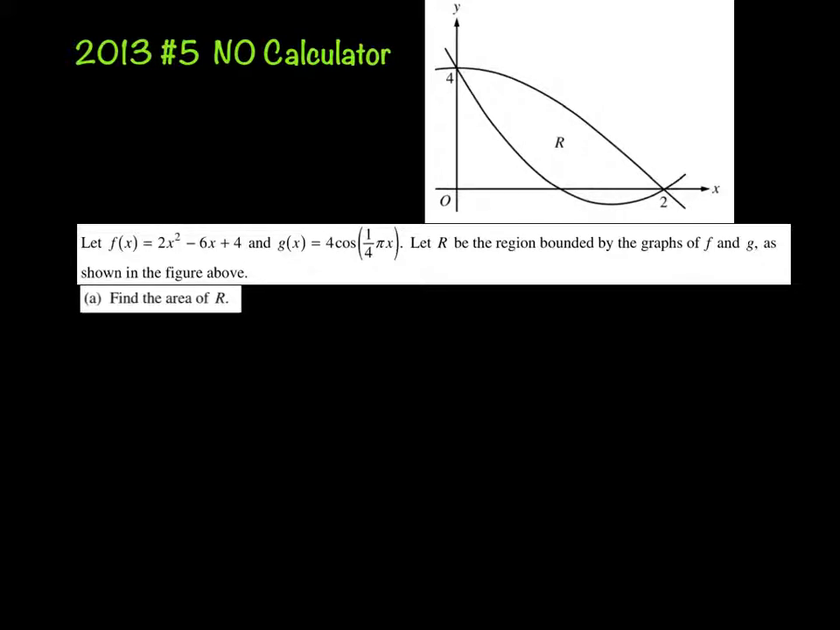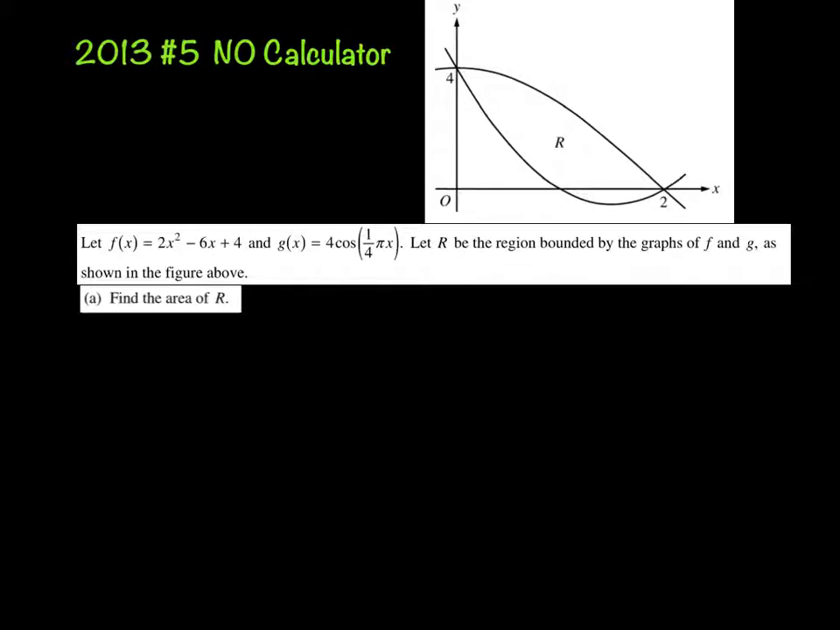So you are given 2 curves here. F of x equals 2x squared minus 6x plus 4, and you're given g of x, which is 4 cos 1/4 pi x. R is the region bounded by the graphs, and you are first asked to find the area of R.